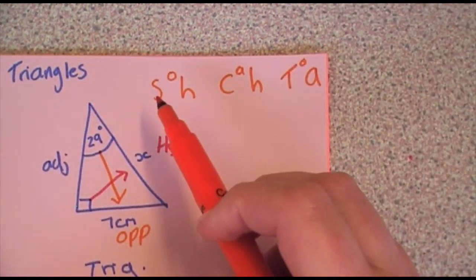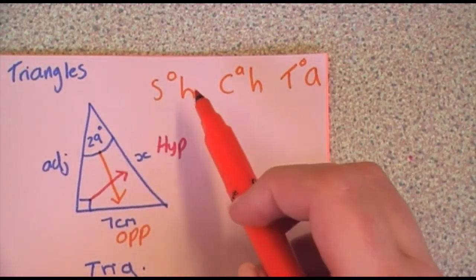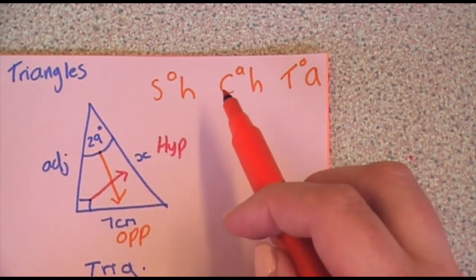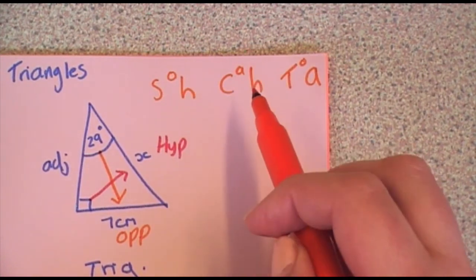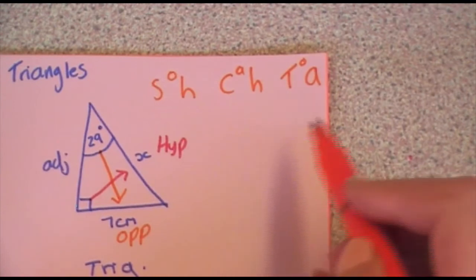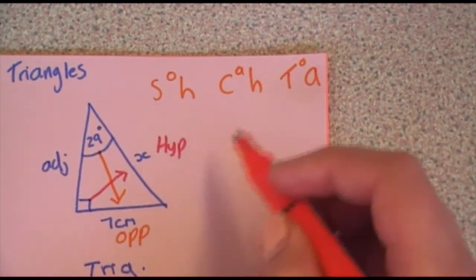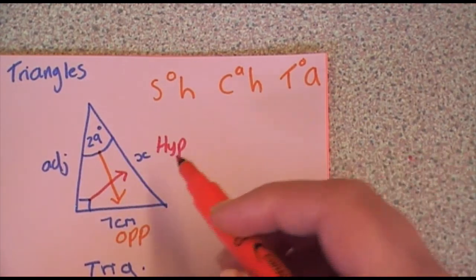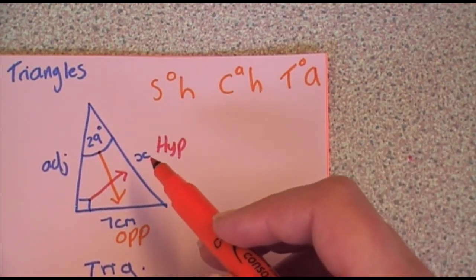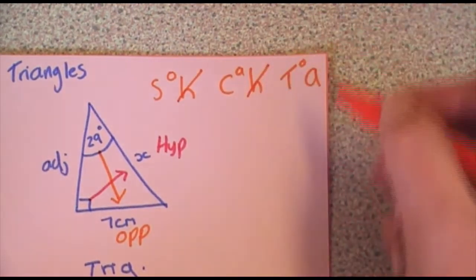And what this means is that the sine of 29 is equal to the opposite over the hypotenuse, cos 29, adjacent over hypotenuse, tan 29, opposite over adjacent. These are our trig functions, our trig ratios. So let's have a look at what we've got in the question. I'm looking for the hypotenuse, so the hypotenuse is in use. I can go ahead and cross out anywhere there's an H.